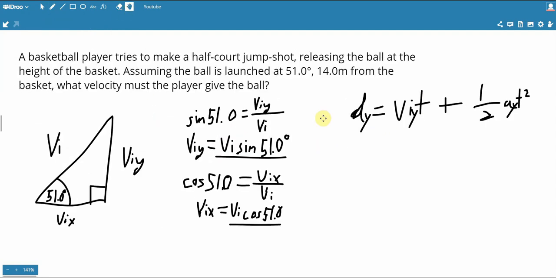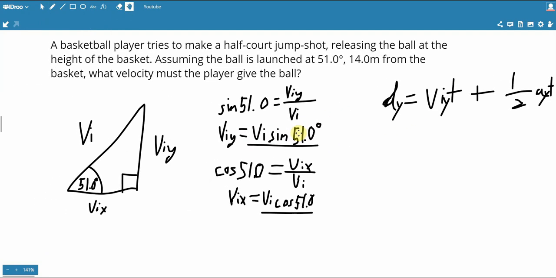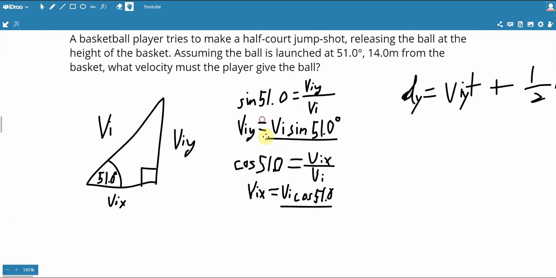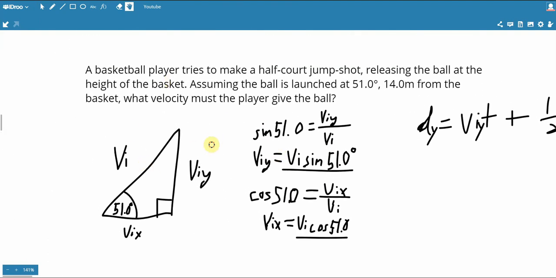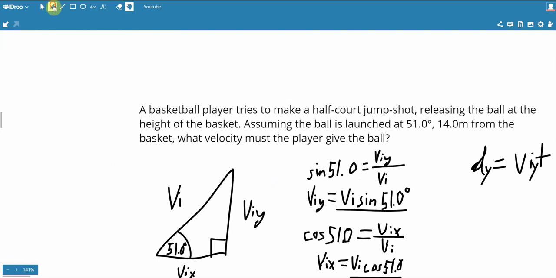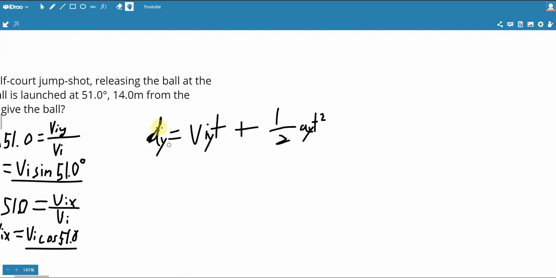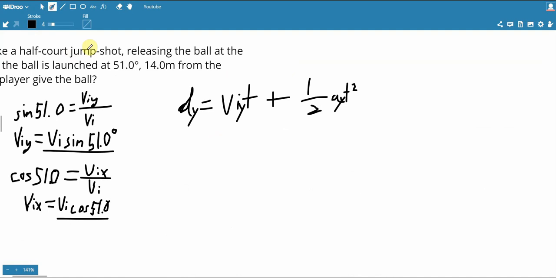So we know that dy, since the ball goes up, okay, let me draw a diagram. It's shot from here and hits the basket over here, and it says that they're at the same height. So that means the total vertical displacement of the ball is 0 meters.